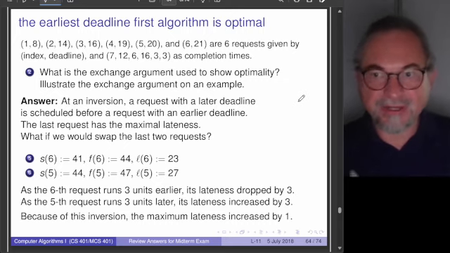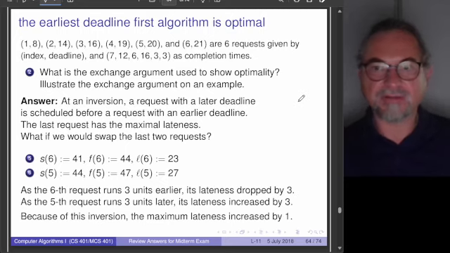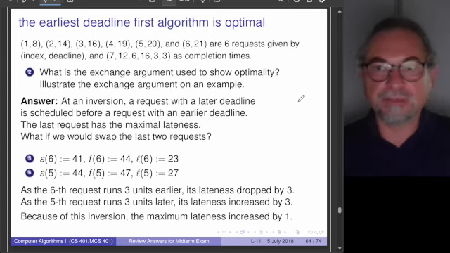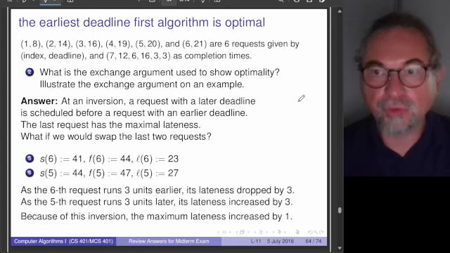In the lectures, and again, I invite you to consider these lectures, we were making very nice picture arguments of this. And you can also demonstrate this with a picture showing the length of the intervals. And this is the key argument to demonstrate the optimality of this greedy algorithm.